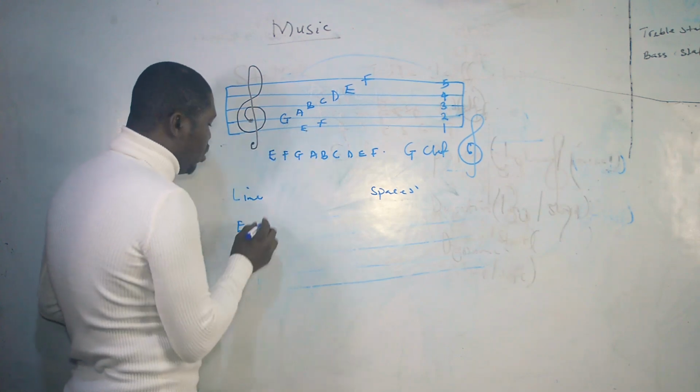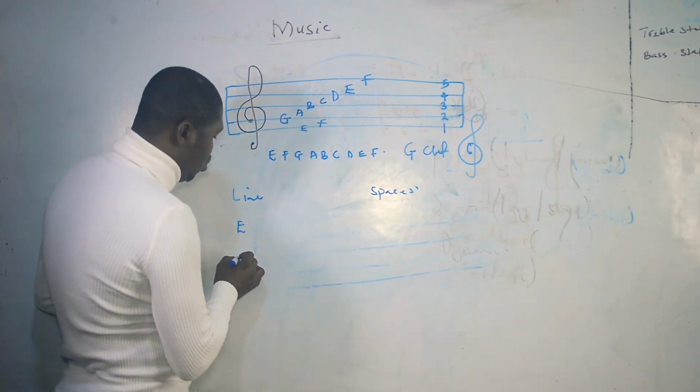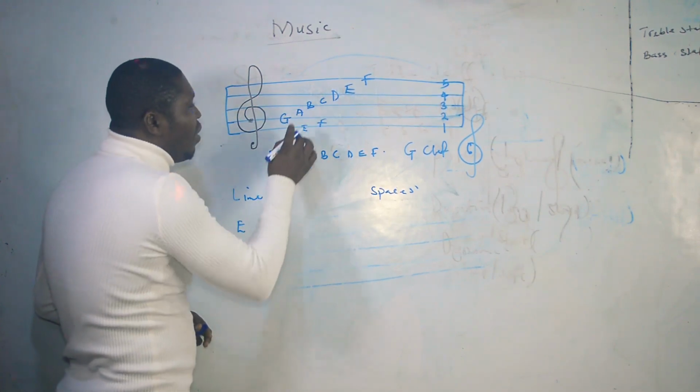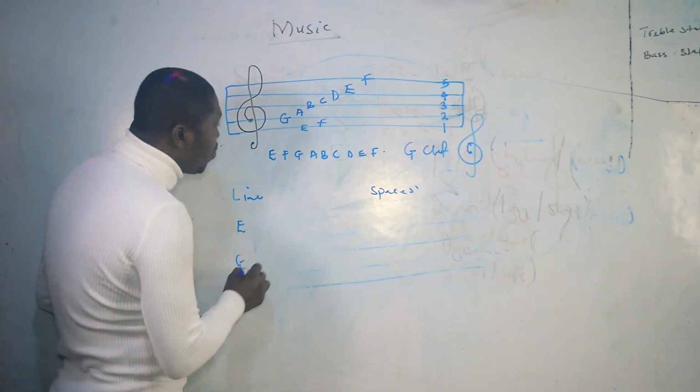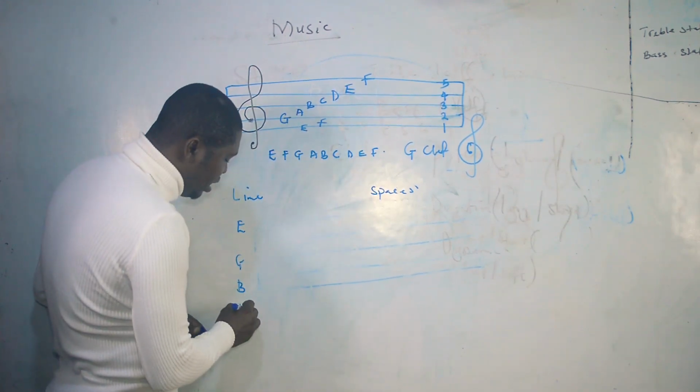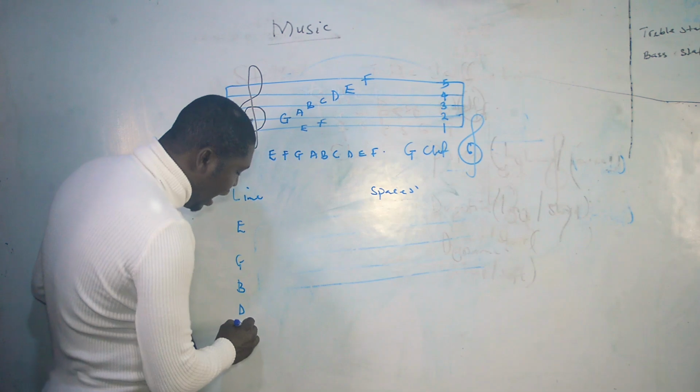We have the first one to be E. We have the second one to be G. We are dealing with lines now. We have the third one to be B. We have the fourth one to be D. And we have the last one to be F.